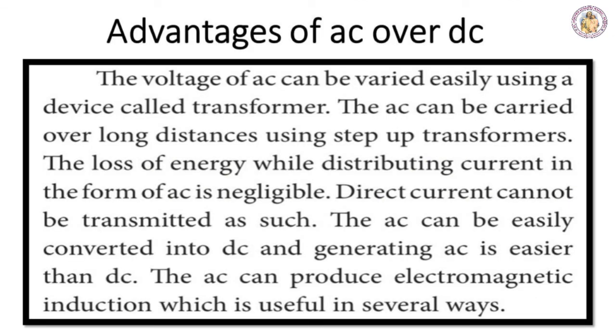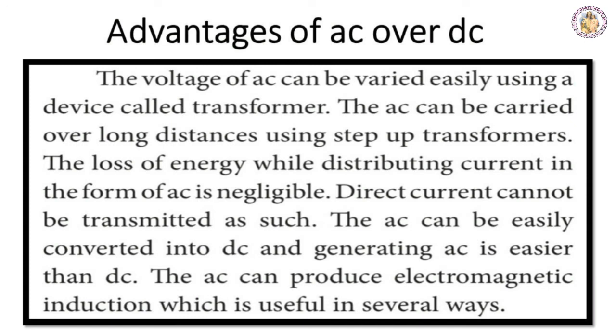Advantages of AC over DC. The voltage of AC can be varied easily using a device called a transformer. The AC can be carried over long distances using step-up transformers. The loss of energy while distributing current in the form of AC is negligible. Direct current cannot be transmitted as such. The AC can be easily converted into DC, and generating AC is easier than DC.